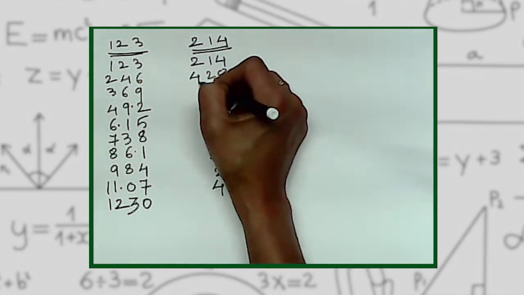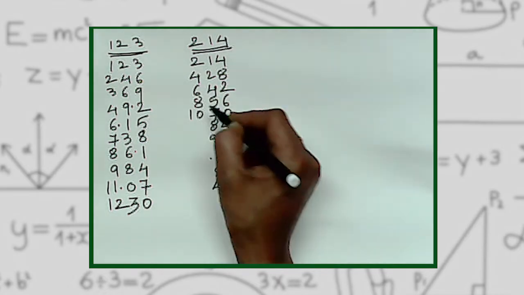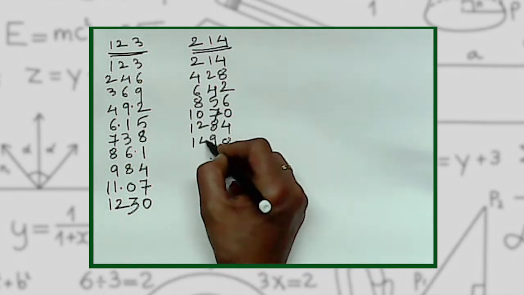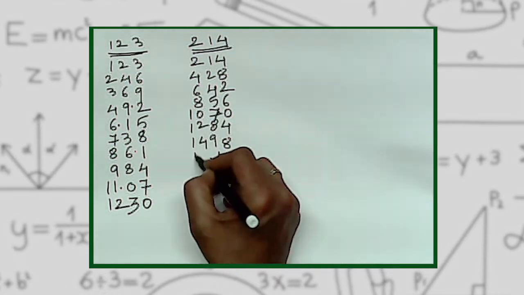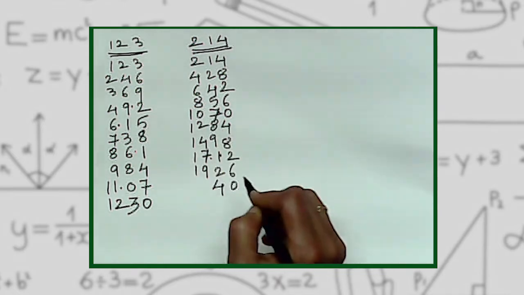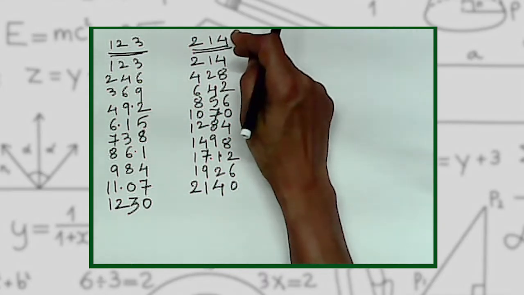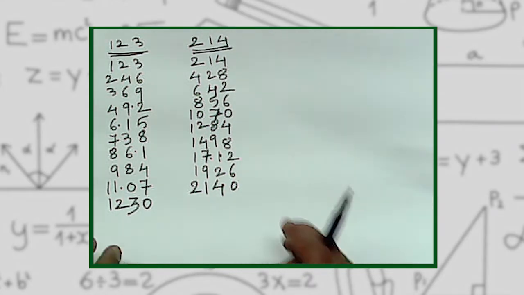2 plus 2, 4. 4 plus 2, 6. 6 plus 2, 8. Plus 2, 10. Plus 2, 12. Plus 2, 14. Plus 2, 16 and 1, 17. Plus 2, 19 and plus 2, 21. Your table of 214 is also ready.